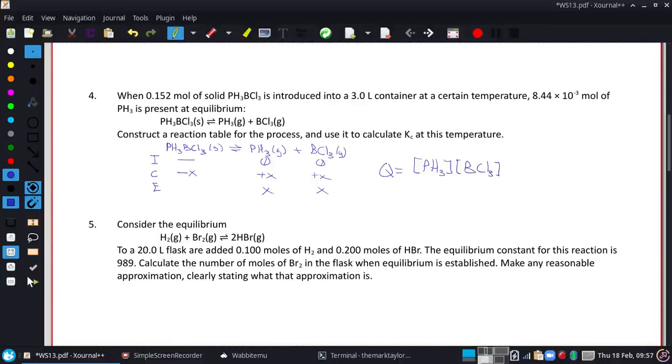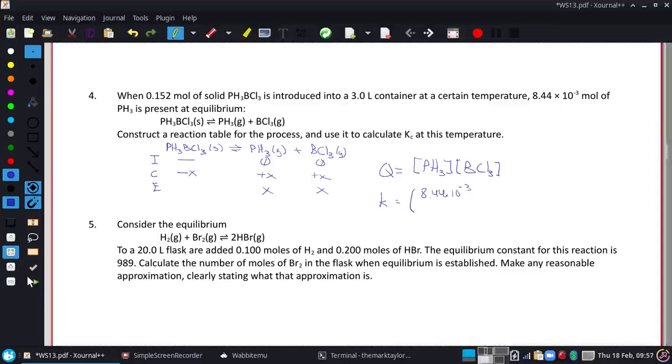Alright, so here's where this gets to be very nice. These values I gave, the 8.44 is the amount of PH3 at equilibrium, and it's the moles. Well, those would be the same because this 8.44 times 10 to the third came from that 0.152. So both of these would be at that 8.44 times 10 to the third. So to figure out my K in this case, I'm just going to take that value.